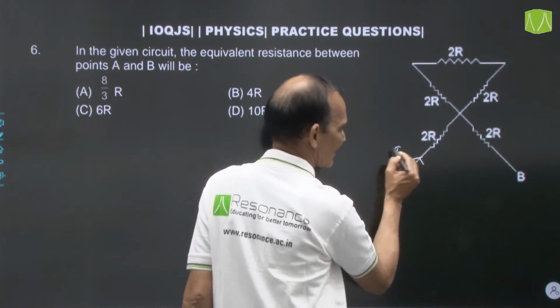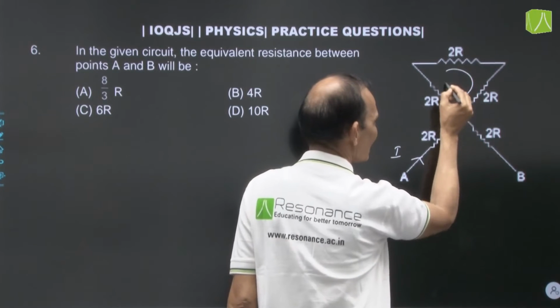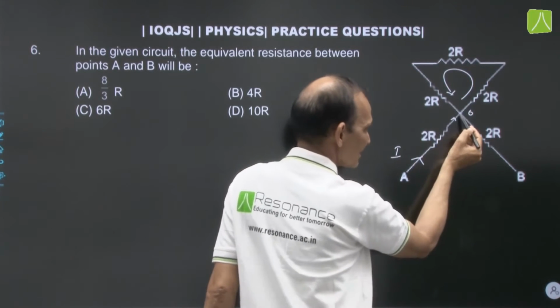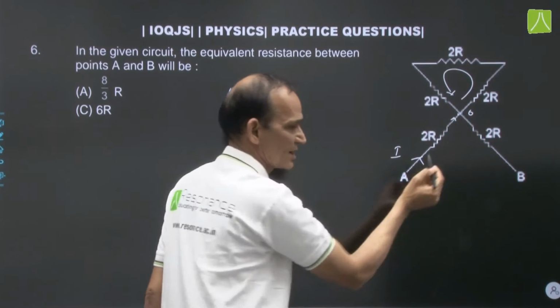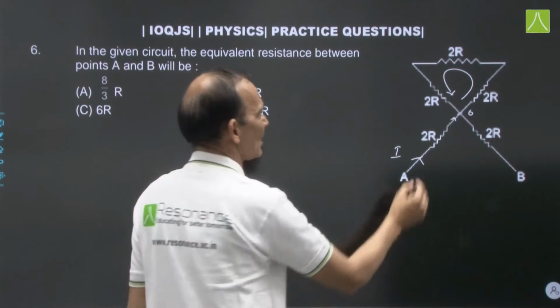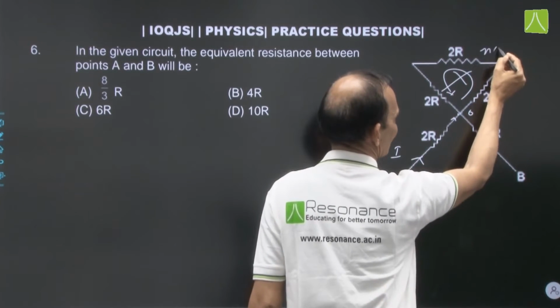Current I enters from here. This point is O. No current will flow in this triangle, because the current starts from O and returns to O, at the same potential, so current will not flow. There will be no current from here. I can say there is no current in this triangle.